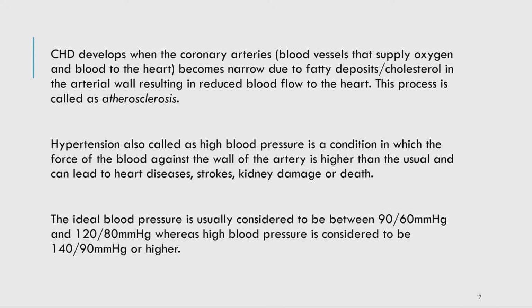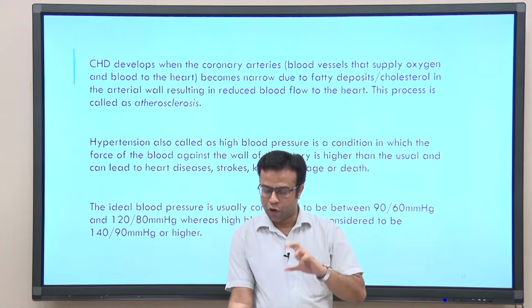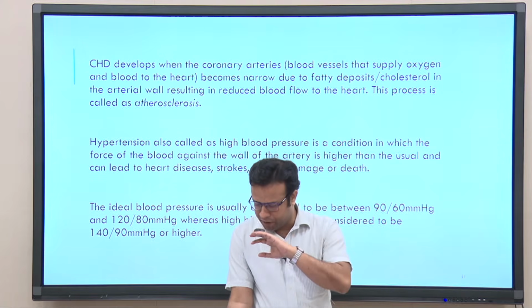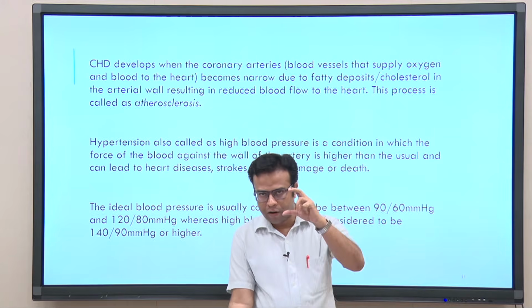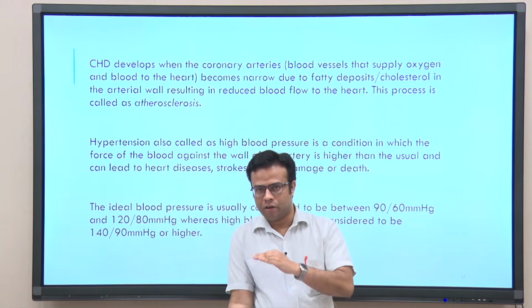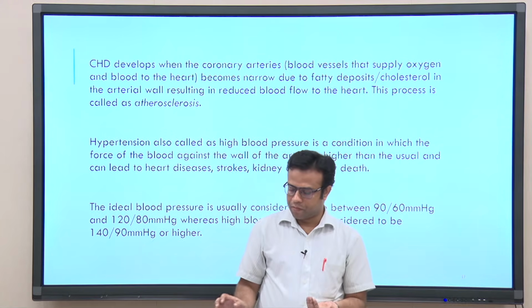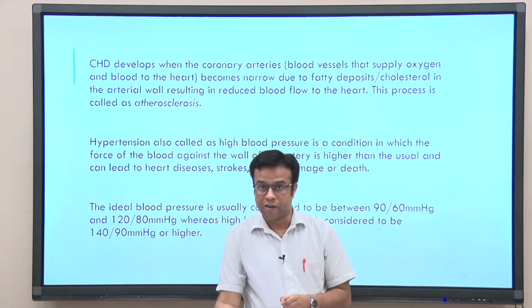Anything above that is considered higher, particularly if it is 140 by 90 mmHg or more, which can be considered hypertension. Basically, these are two counts: the top count is systolic blood pressure and the other is called diastolic blood pressure. Systolic blood pressure is what you measure when the heart beats, and diastolic is when the heart is not beating. So, 90 by 60 means 90 is the systolic and 60 is the diastolic measure.